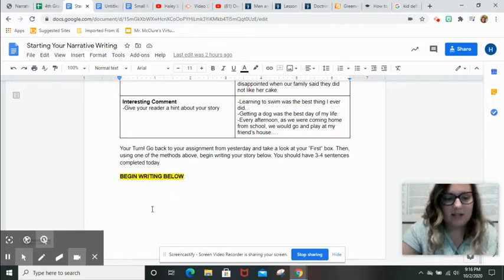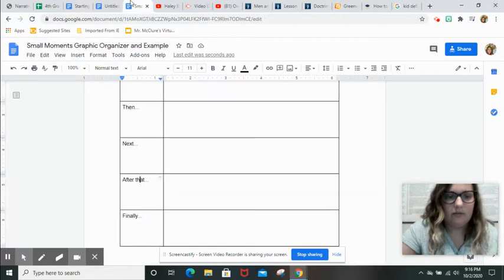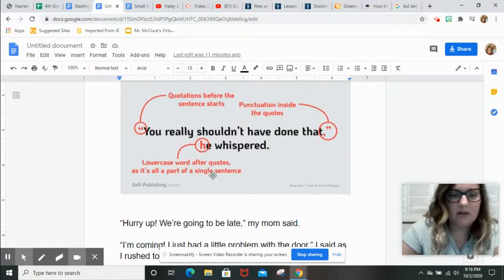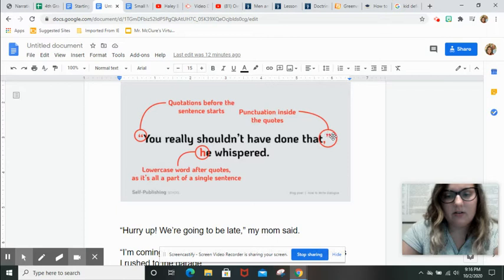Once again, today you are working on adding dialogue to your text. It is a conversation between 2 or more of your characters using the format that we studied today. So, beginning our dialogue with quotation marks at the beginning of what is being said, quotation marks at the end of what is being said, and stating who says it.